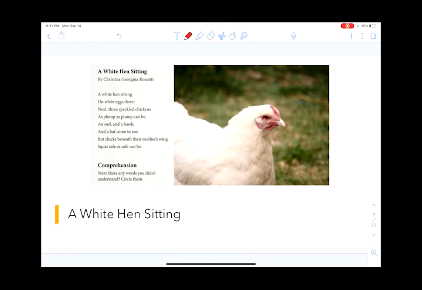Let's read this poem together. It is titled A White Hen Sitting, and it is by Christina Georgina Rossetti. Let's start. A white hen sitting on white eggs three. Next, three speckled chickens as plump can be. An owl and a hawk and a bat came to see, but chicks beneath their mother's wing squat safe can be.